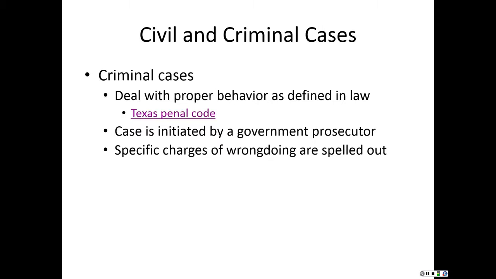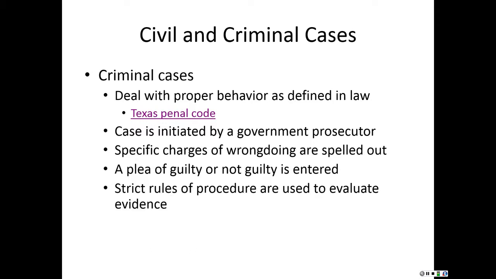On February 2nd at 8 p.m., Mr. So-and-so was observed driving on whatever road. It tells you what happened, what led to the charge. The person being charged will enter a plea of guilty or not guilty. Guilty, yes, I did it. Not guilty, no, I didn't.